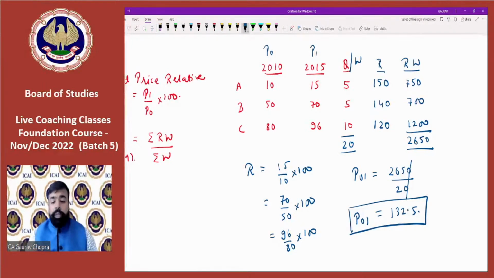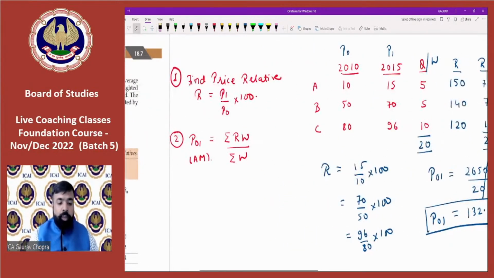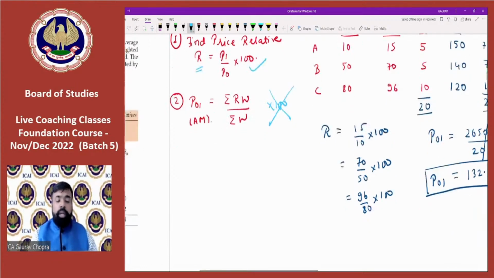So this was the price relative method. One thing we have to see is that we do not multiply this by 100. Why so? Because while calculating the relative, we have already multiplied by 100. So there is no need to multiply again by 100. Simply use sigma RW upon sigma W.